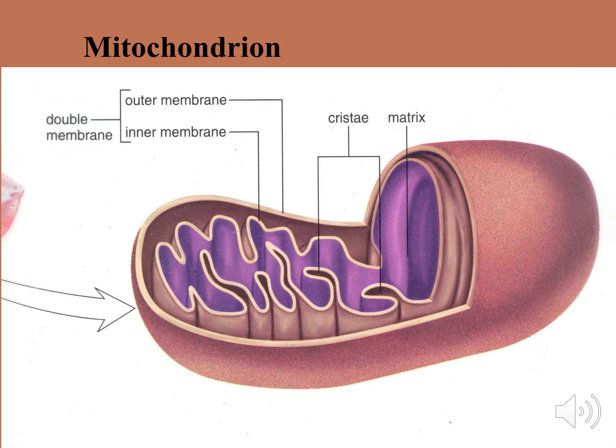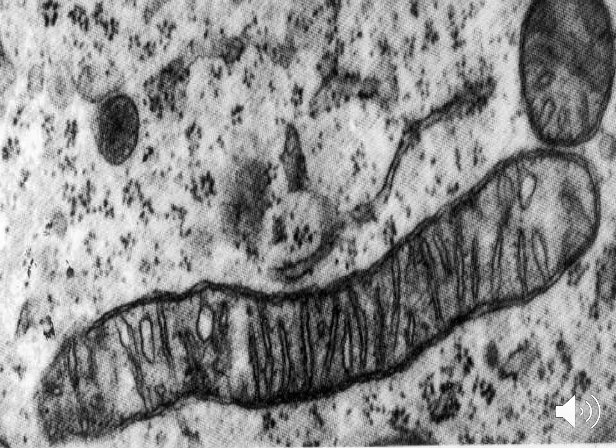Then there's an outer membrane, a smooth outer membrane, and all of these features are important in the manufacture of ATP in the cellular respiration process that we will look at. Why is it called the mitochondrion? Well, here's an electron microscope photograph of a mitochondrion.